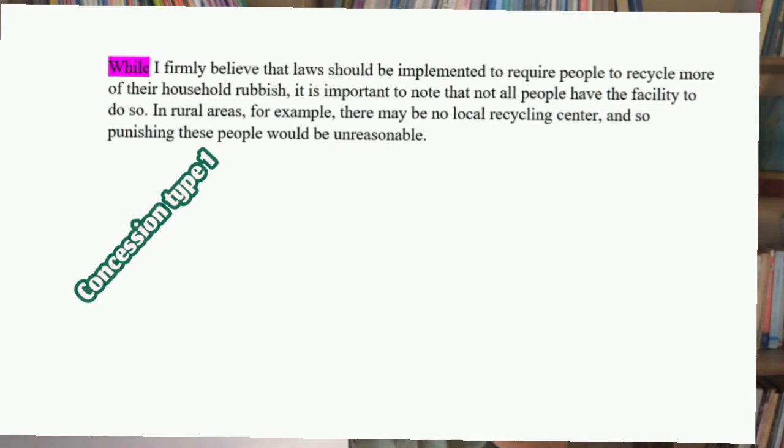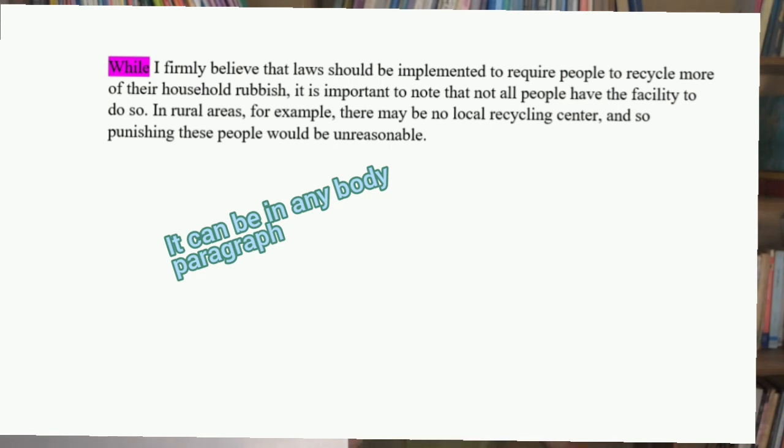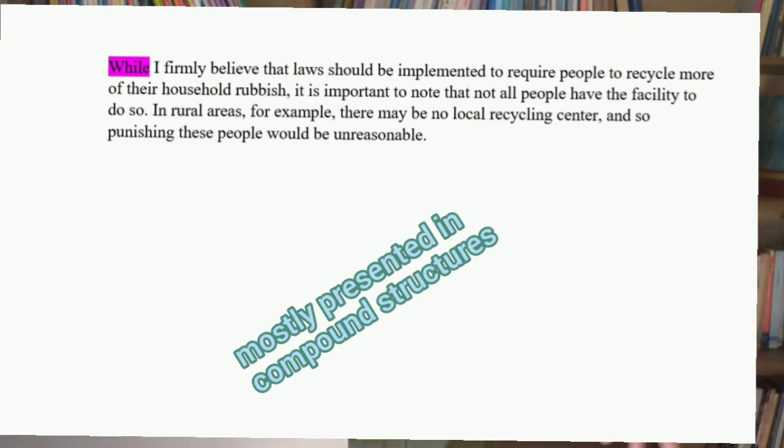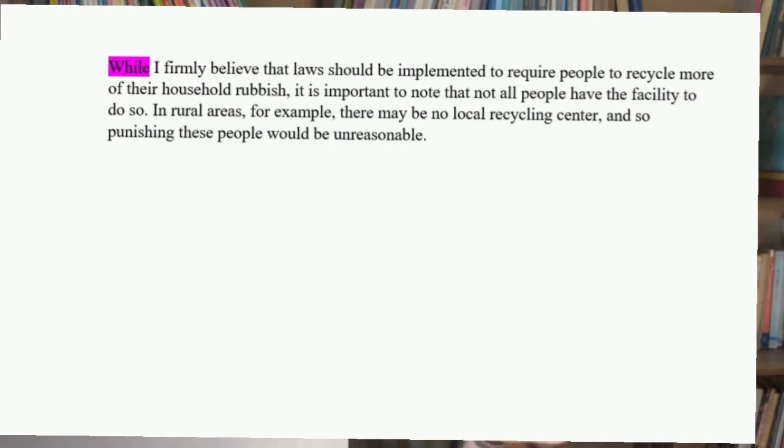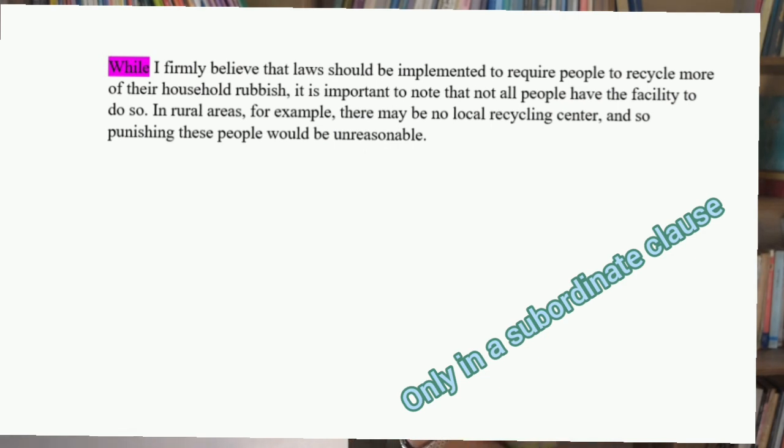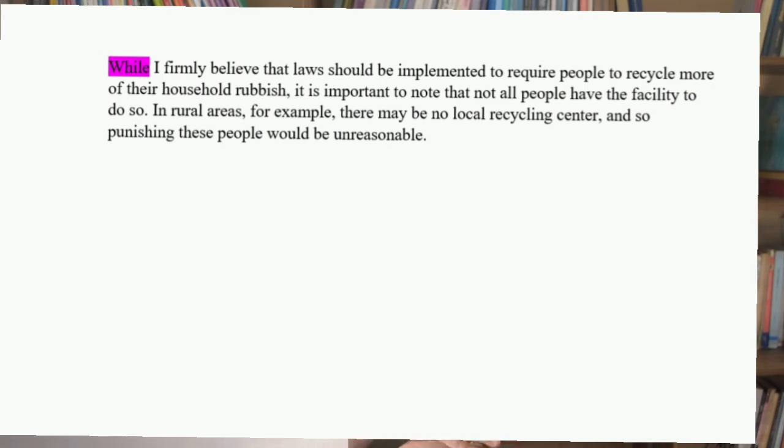Let's look at models of concession paragraphs. In the first model, a concession paragraph includes conjunctions of contrast, such as while, and in the second part of this sentence, we state our own opinion after noting the opposing idea in the first part of the sentence or clause. We can see here the example.